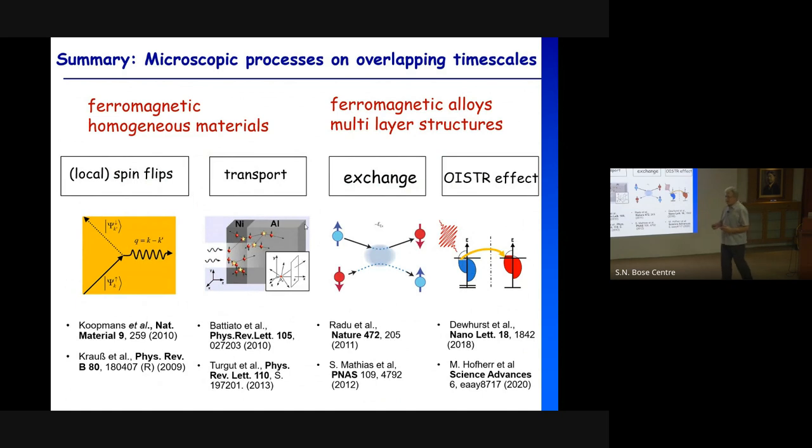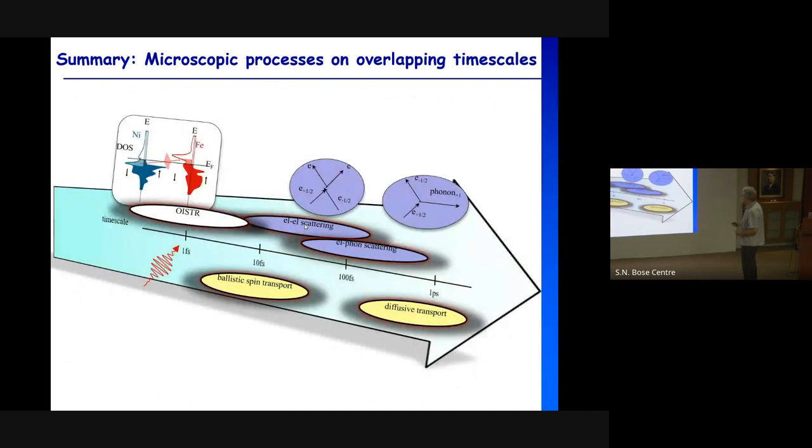So to summarize my story through 35 years of femtosecond magnetism: we have local spin flips. There may also be electron-phonon scattering; there's still something debated whether that happens or not. We have transport, which is even faster. We have exchange, which is again faster, because you can flip spin without transferring angular momentum to any other degree of freedom. And we have the Oyster effect, which is a coherent effect and goes directly to the spin system. With these words, I will close my talk and summarize it with this picture, which shows again the time scales of the different processes. Thanks very much for your attention.